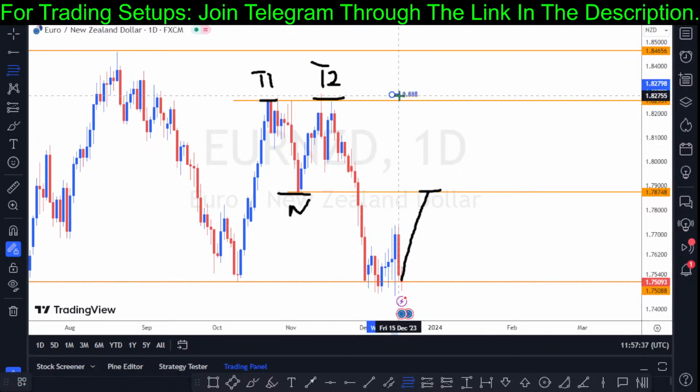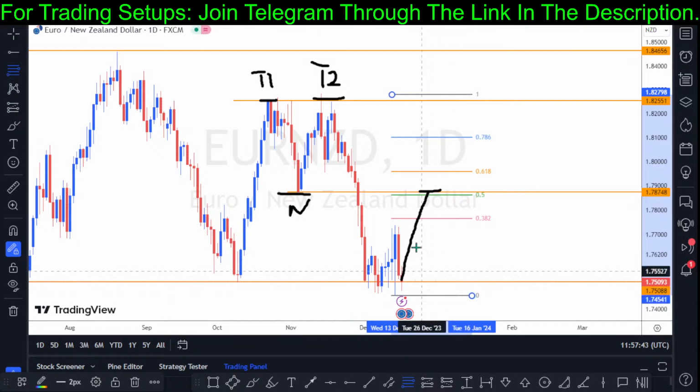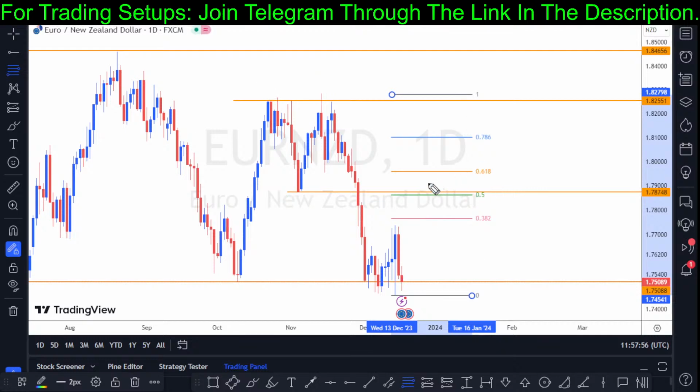So I apply my Fibonacci retracement tool from the T2 right here, that is the top two, all the way to the swing low right here. If I'm going to be looking out for a pullback, if the pullback can make a retracement to the 0.5 Fibonacci retracement level or the 0.618, this would be nice for continuation of this downtrend rally. So this is my view on the Euro paired against the New Zealand.